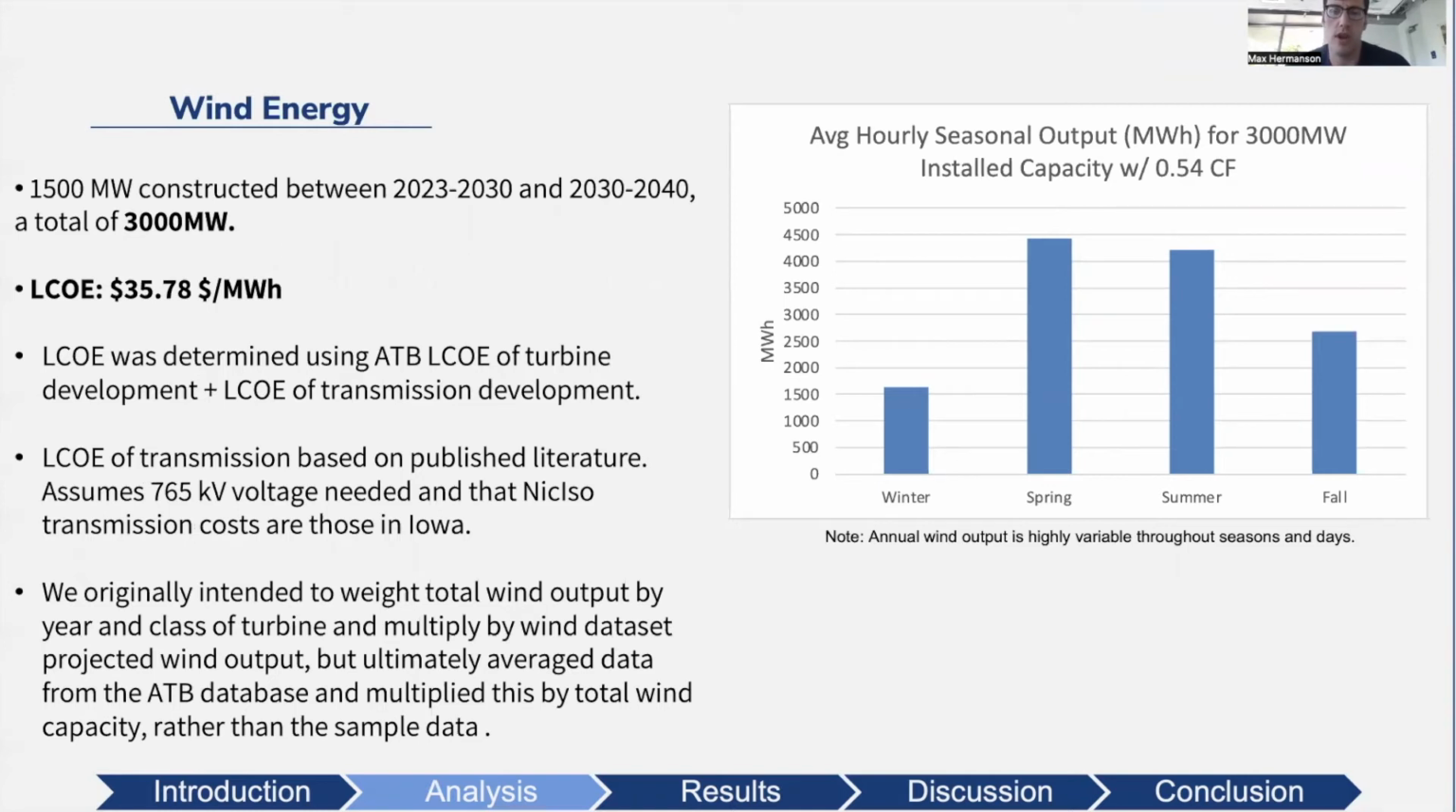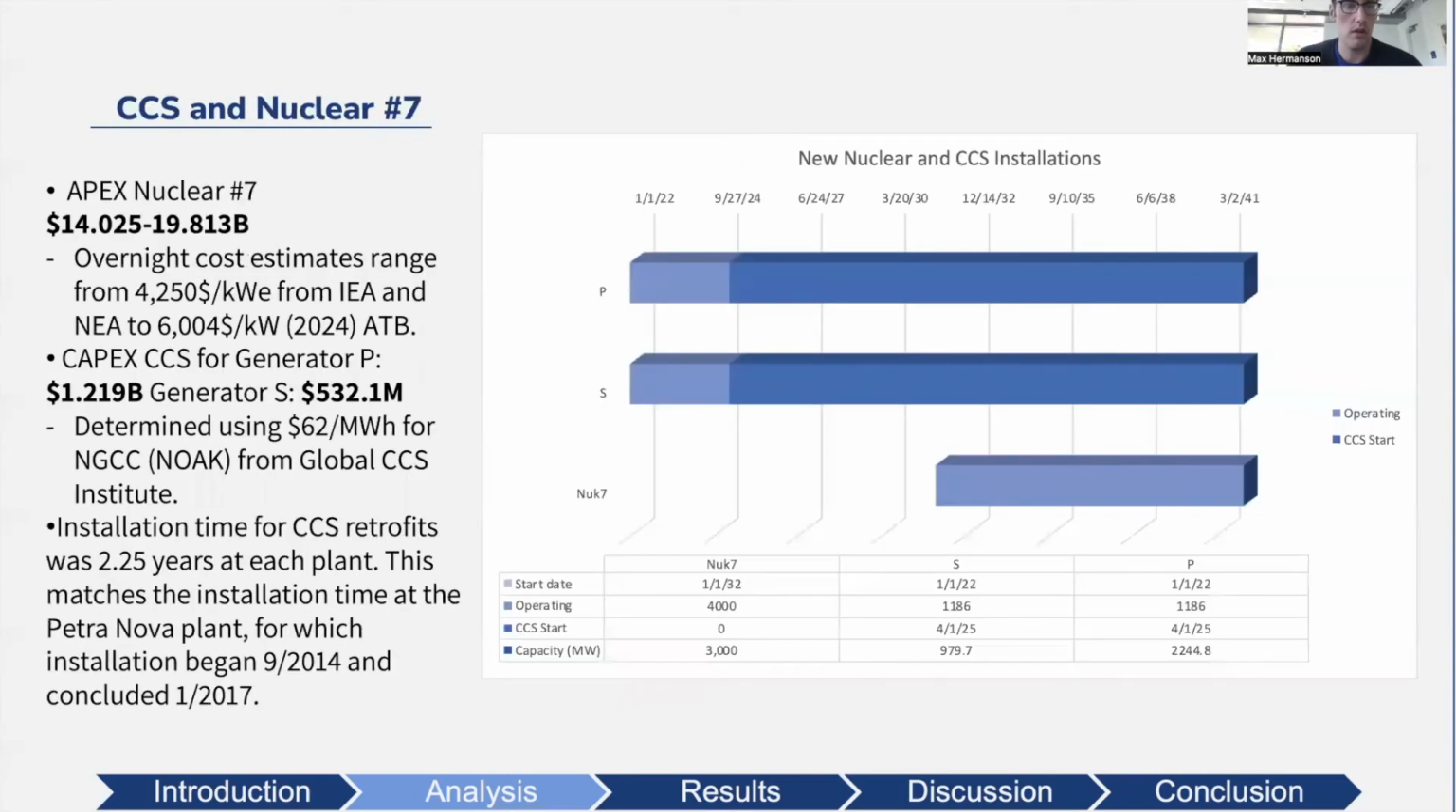The graph on the right shows the variability of this resource and how it is not dependable every year. We just did some pretty basic installations of the wind. We didn't install it for specific years. We just installed it for 2030 and then 2040. And then the CCS and nuclear.